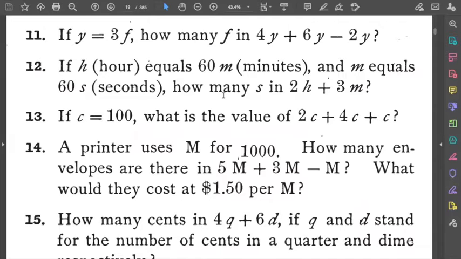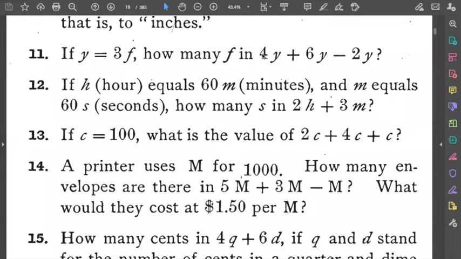If y is equal to 3f, how many f's are in 4y plus 6y minus 2y? How many f's are in this? Try it and let me see. As fast as possible, and then we'll move on to the next one.